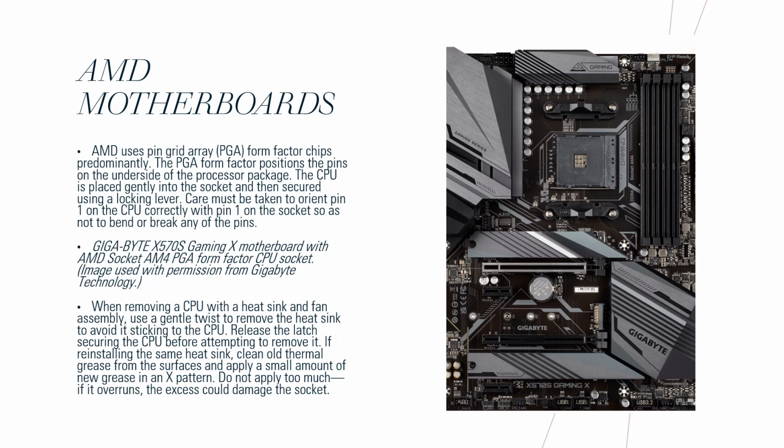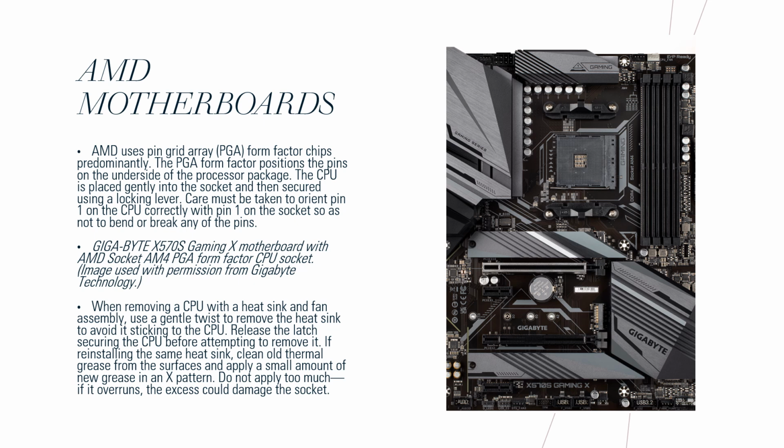You might be able to tell the difference, but this is an AMD part. It uses a pin grid array, apart from the LGA that Intel uses. And its form factor positions the pins on the underside of the processor package. The CPU is placed gently into the socket and then secured using a locking lever. Care must be taken to orient pin 1 on the CPU correctly with pin 1 on the socket, so as not to bend or break any pins. If I were to zoom in, there's a notch on the motherboard that tells you where pin 1 is.